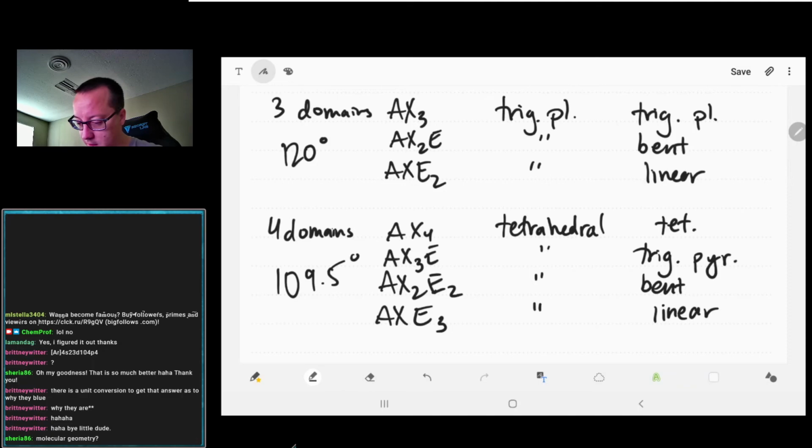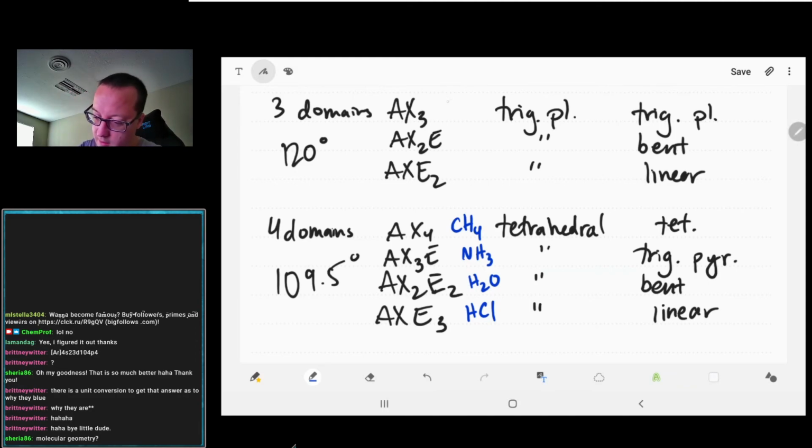So it's a good idea to make sure you can assign a molecule one of these shorthand ways of talking about them. I can give you an example of each one. That would be one example of each of those types of molecules.